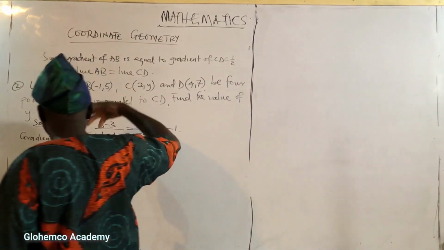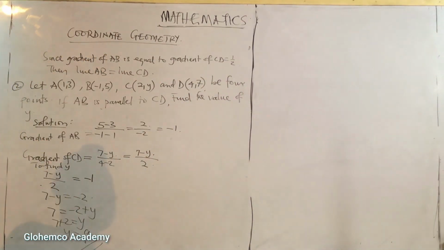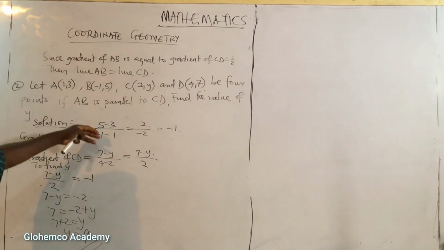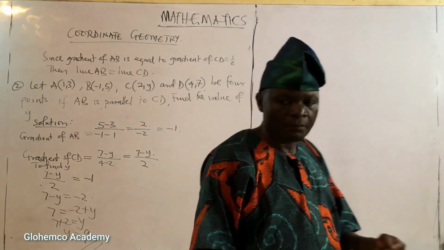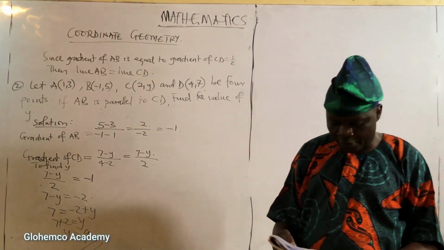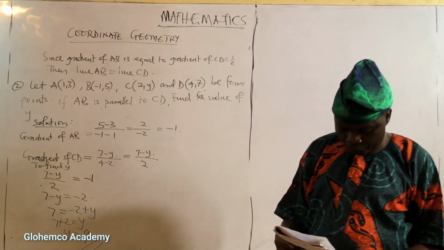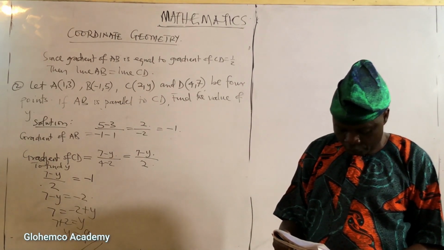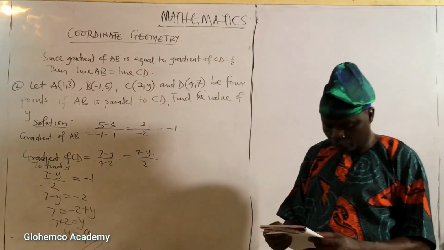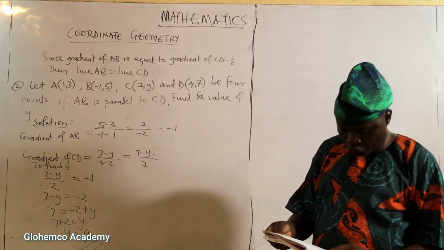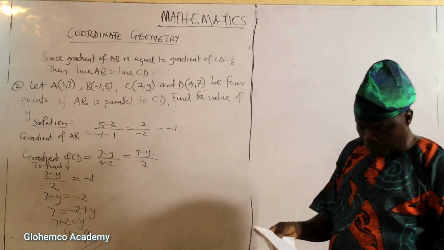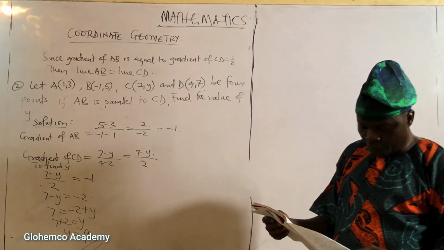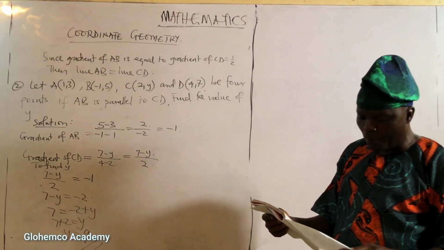So if you are fortunate to see this one in the exam, it is now easy for you to determine the unknown given to you once the two lines are parallel. Then we forge ahead. We go to the other aspects of the topic. Let's talk about the gradient of perpendicular lines.